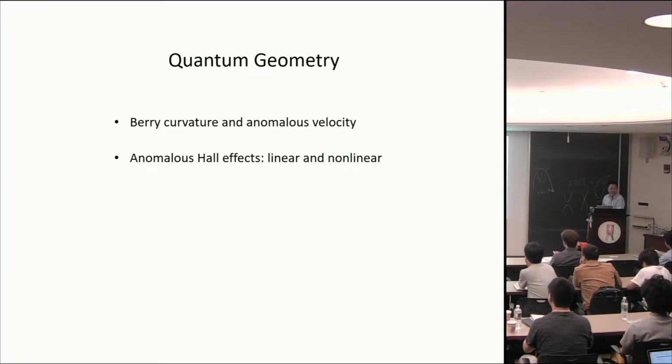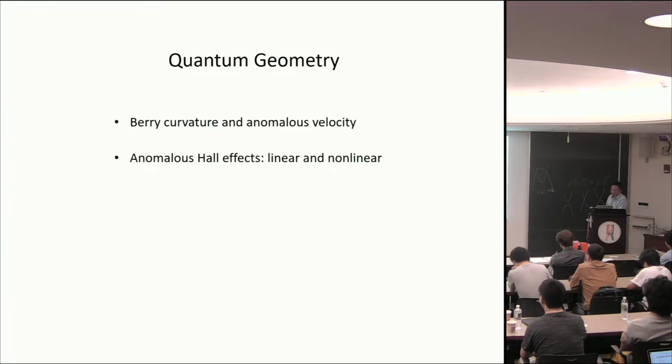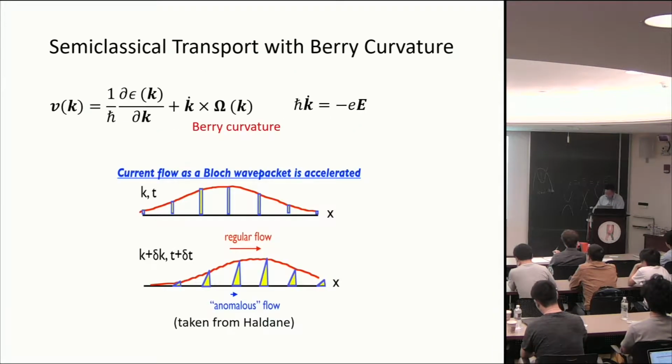Okay, so now let me move on to quantum geometry in 2D materials. I'm going to briefly discuss Berry curvature and anomalous velocity that you heard already from Feng Wang's talk. Not only do these give rise to the anomalous Hall effect and the quantum anomalous Hall effect, but I also want to briefly mention recent works on the nonlinear Hall effect due to the Berry curvature.